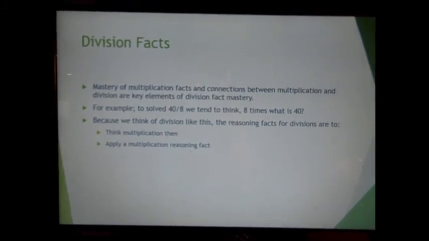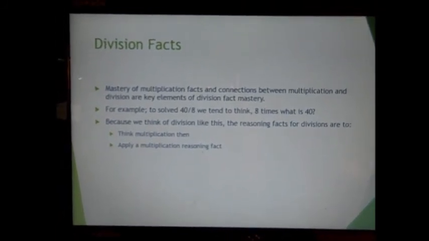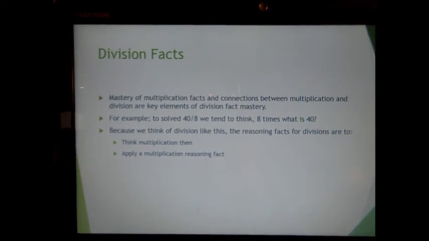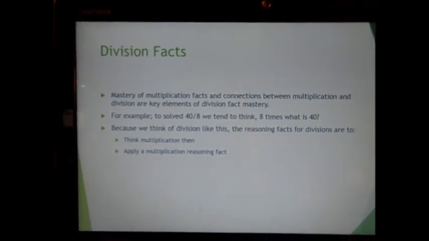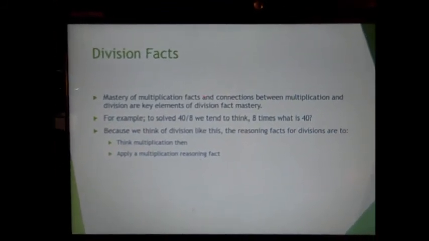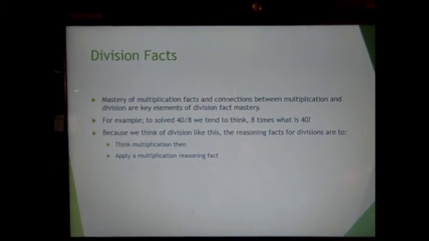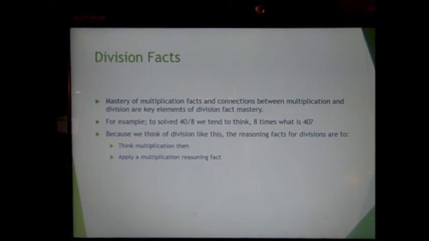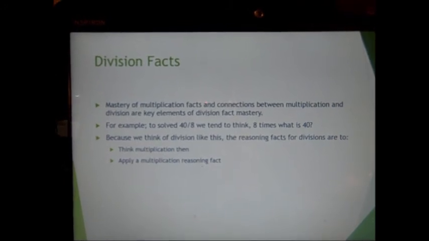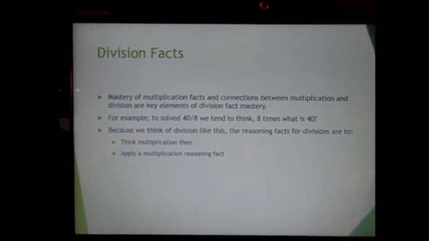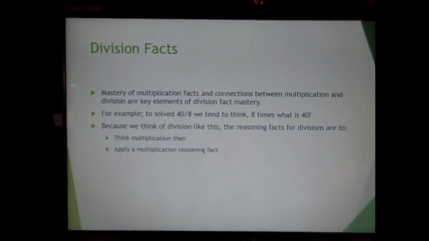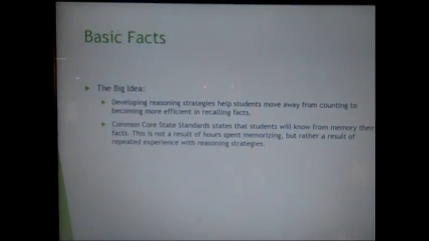Division facts. Mastery of multiplication facts and connections between multiplication and division are key elements of division fact mastery. For example, to solve 40 divided by 8, we tend to think 8 times what is 40. Because we think of division like this, the reasoning facts for division are to think multiplication first, then apply a multiplication reasoning fact.